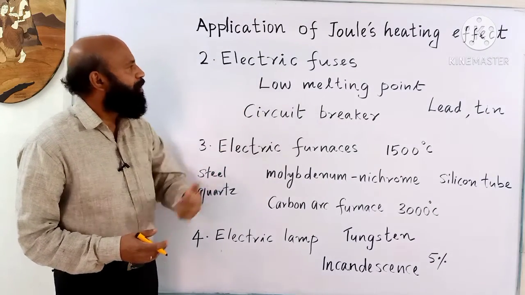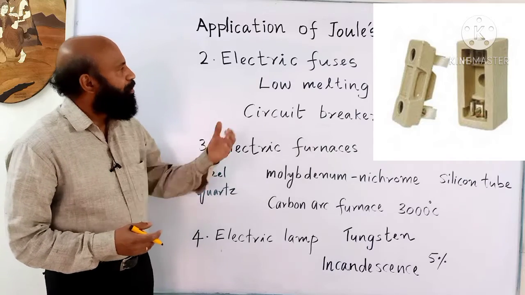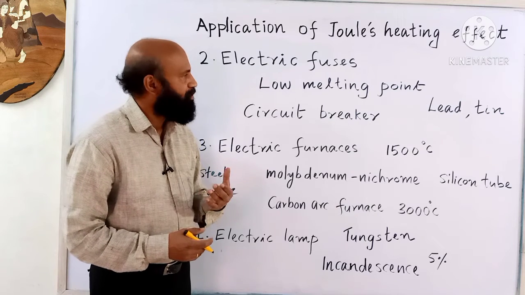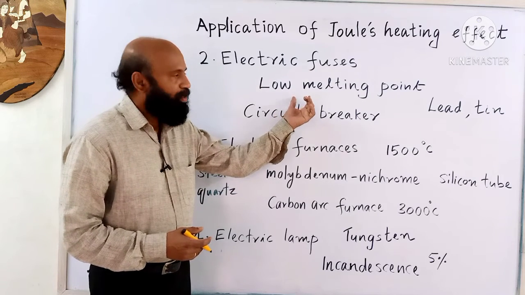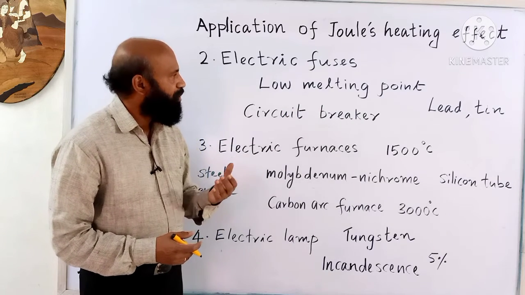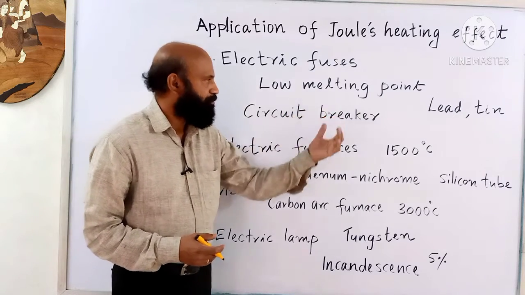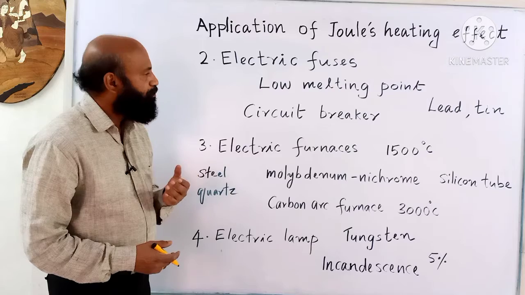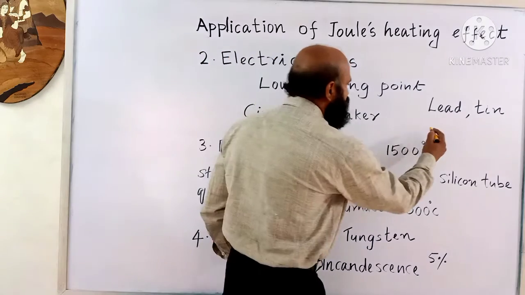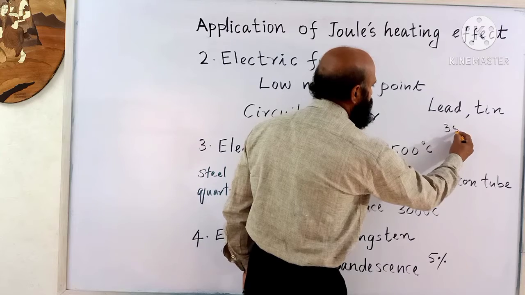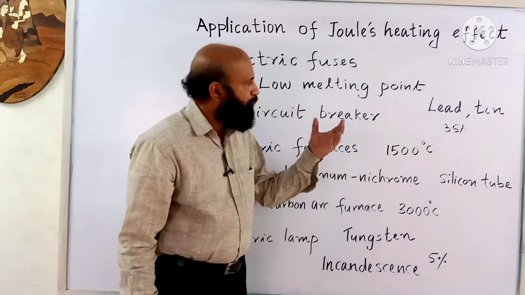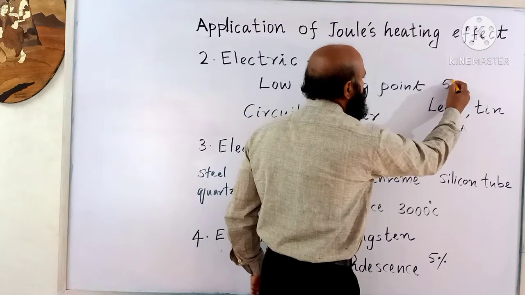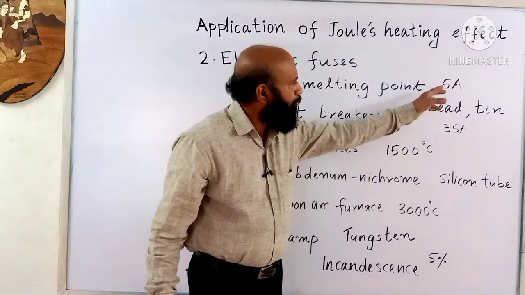The second use is electric fuses. Electric fuses are connected in series in an electric circuit to protect the electric devices when there are excessive currents. Copper wire will melt when the current is around 35 ampere. But fuse wire is made up of an alloy of lead and tin. It will melt when the current is 5 ampere.